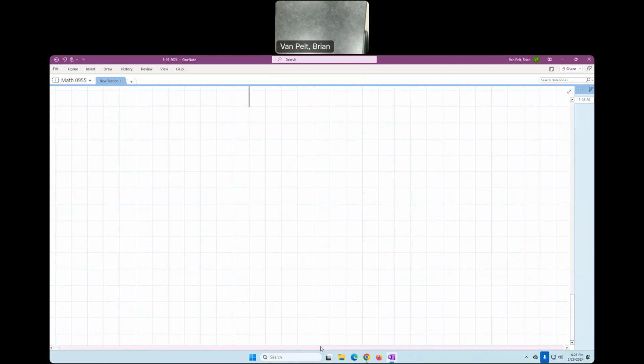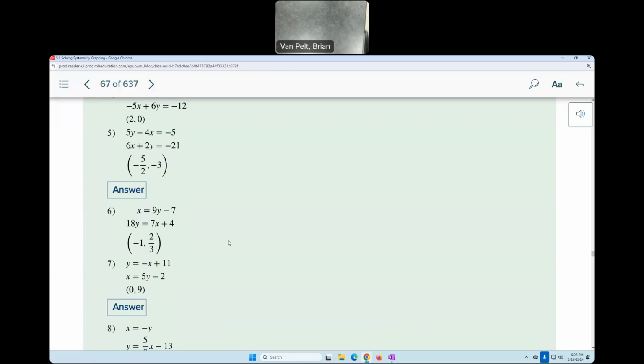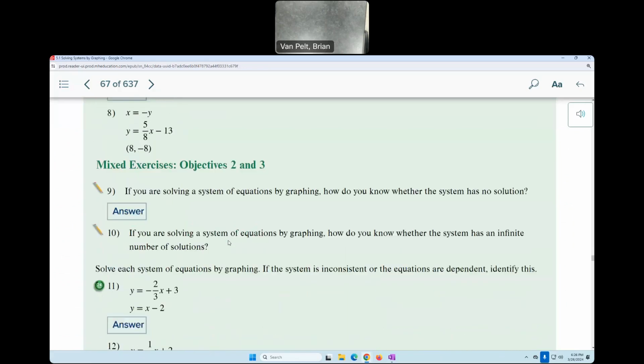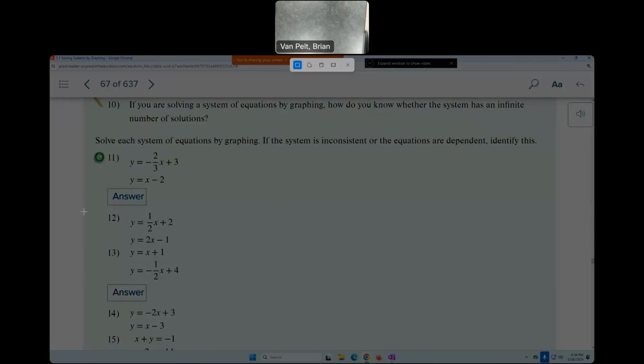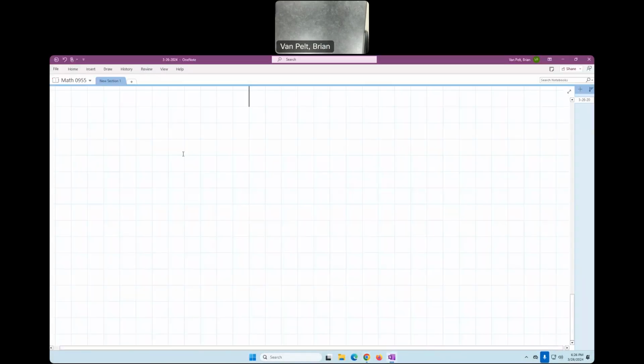All right, so let's grab a problem out of the book. See how you do with it. I just want you to solve. Let's try number 12. Let's start with that. So they're both in slope intercept form. This hopefully is the easiest one. Who needs straight edge? Who needs paper? You need both? I see paper. Paper, okay.